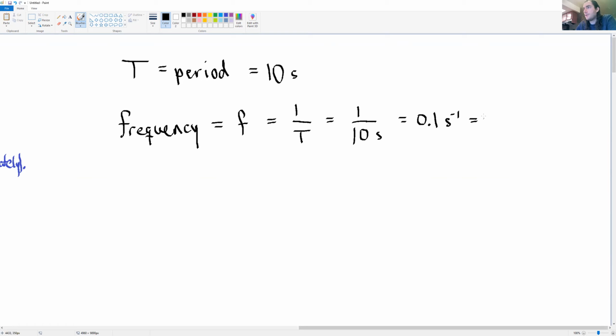And we have a name for inverse seconds. We call it hertz, capital H, lowercase z, hertz, which is the unit of frequency.